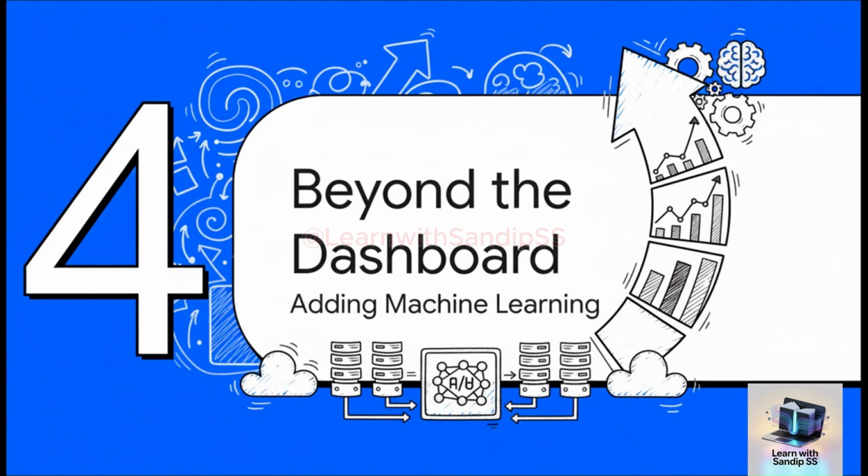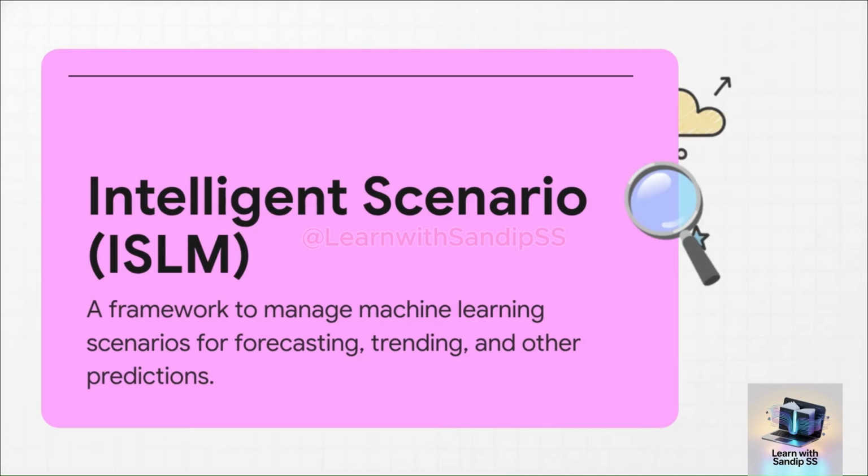Now, once you get the hang of building these dashboards and reports, there's a whole other level you can unlock. We can actually go beyond just looking at what happened in the past and start predicting what will happen by adding machine learning right into the mix. The tool set for all of this is called Intelligent Scenario Lifecycle Management, or ISLM for short. This is basically the framework SAP gives you to manage machine learning models directly within your business processes.